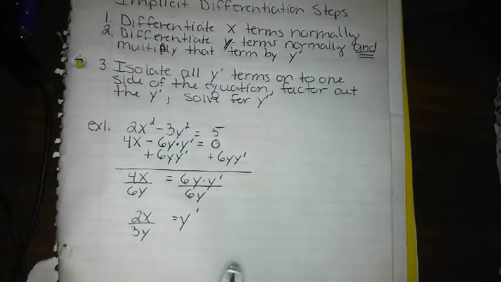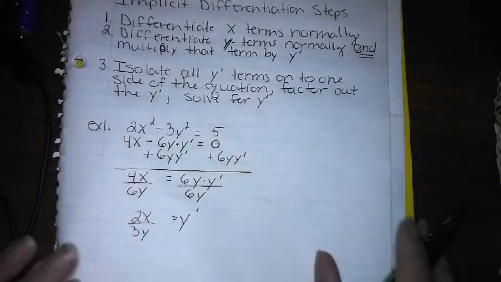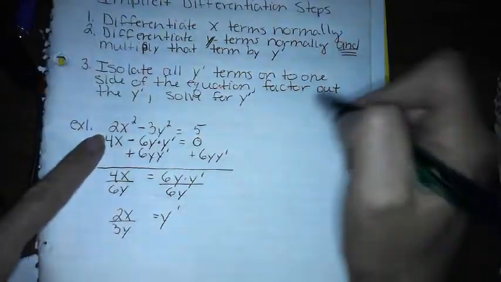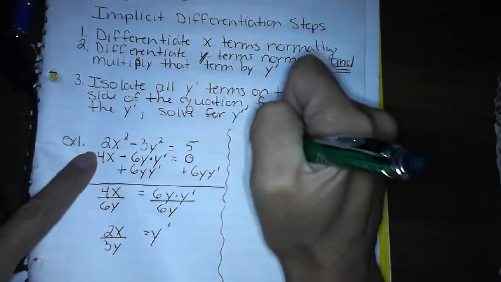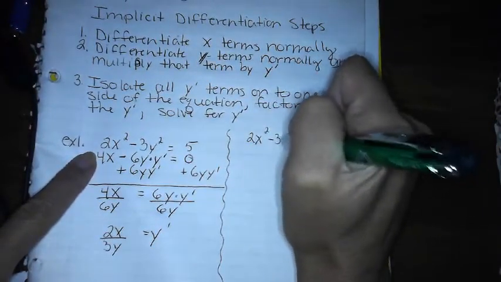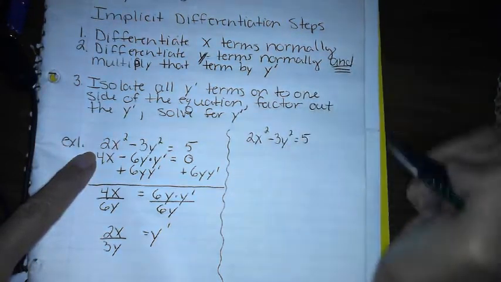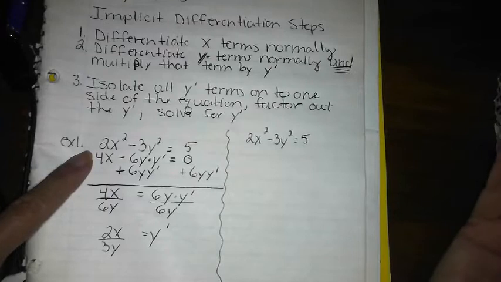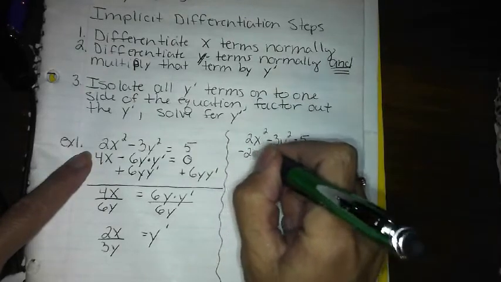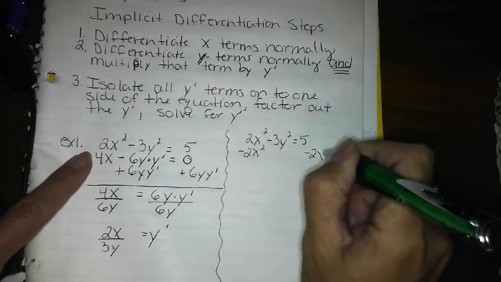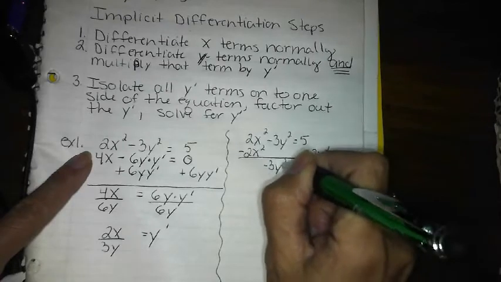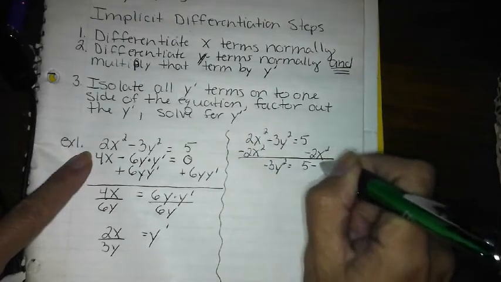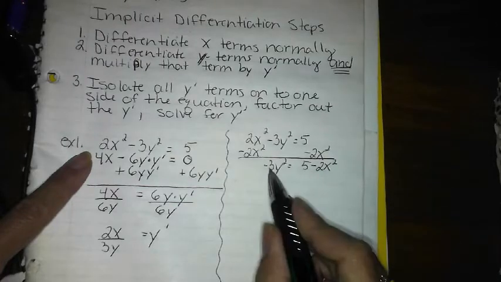Okay. To show you that this is equivalent to doing it the explicit way, I want to start with that same equation. So we'll start with 2x squared minus 3y squared equals 5. What we're going to do is get this to y equals before we do the derivative. So we're going to subtract the 2x squared from both sides. That will leave a negative 3y squared equals 5 minus 2x squared. Divide by the negative 3.